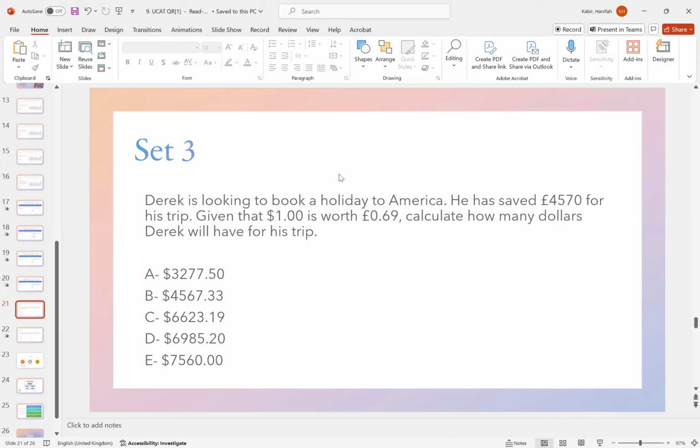Derek is looking to book a holiday to America. He has saved $4,570 for his trip. Given that $1 is worth 69 pence, calculate how many dollars Derek will have for the trip. This is a very easy and quick calculation. Just do 4570 divided by 0.69.